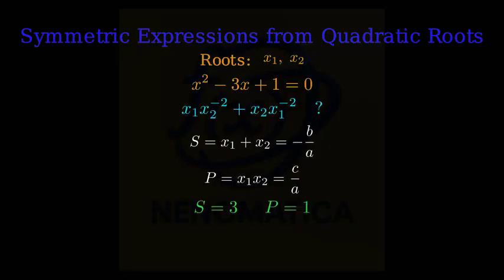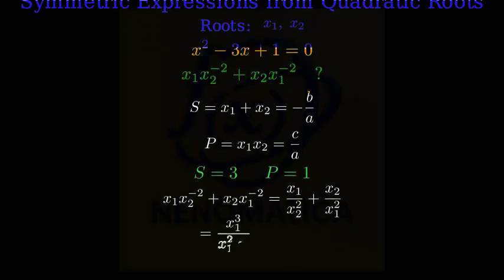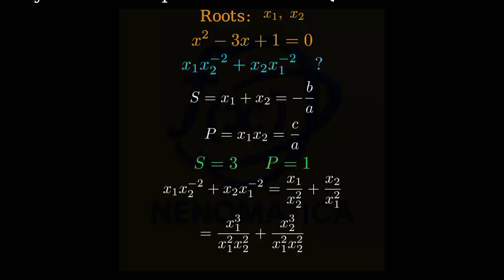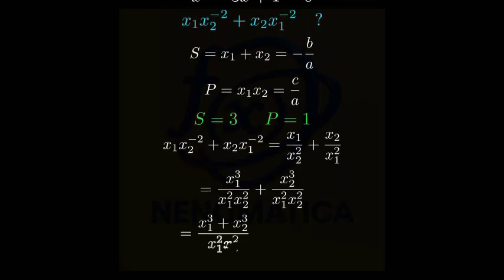Now we rewrite our target so that s and p appear naturally. Write x1 times x2 to the power negative 2 as x1 over x2 squared, and similarly for the second term. Multiply each term by a clever form of 1, so both terms share the same denominator x1 squared x2 squared. Then the whole expression becomes x1 cubed plus x2 cubed divided by p squared. So we only need x1 cubed plus x2 cubed in terms of s and p.